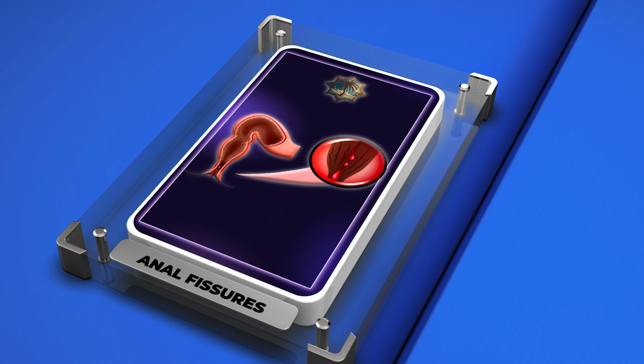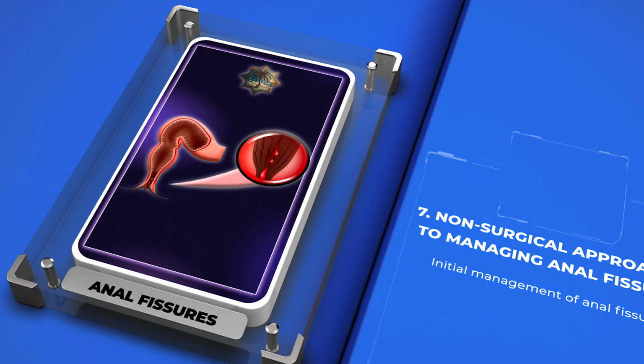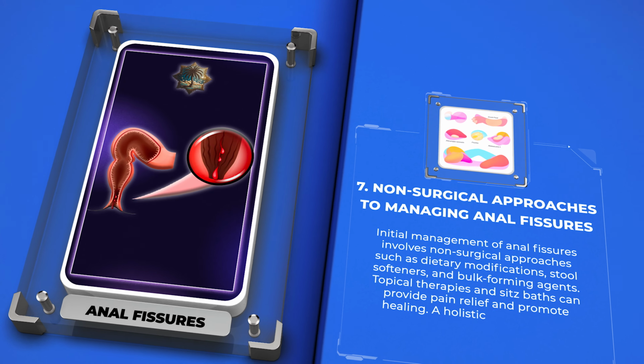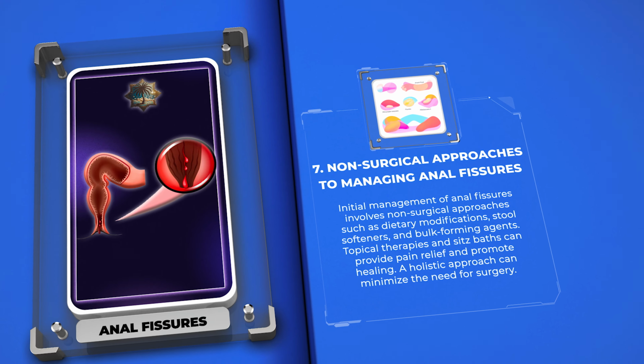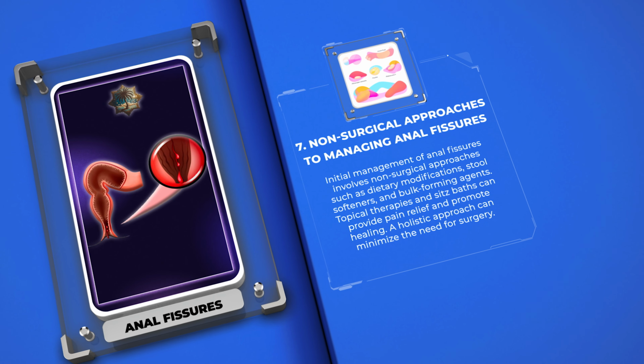Initial management of anal fissures involves non-surgical approaches such as dietary modifications, stool softeners, and bulk-forming agents. Topical therapies and sitz baths can provide pain relief and promote healing. A holistic approach can minimize the need for surgery.